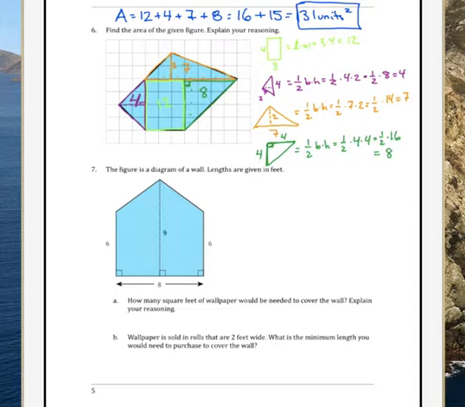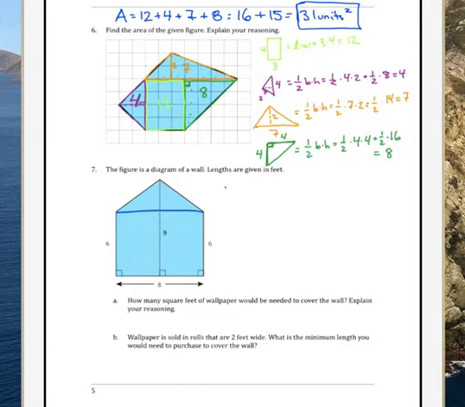And again, it's not a regular shape. It's not just a rectangle or just a triangle. It looks to me like a combination of this triangle at the top and the rectangle below it. So let's do the rectangle first. So I've got it like this. And I know the area of a rectangle is length times width. So we've got length times width.